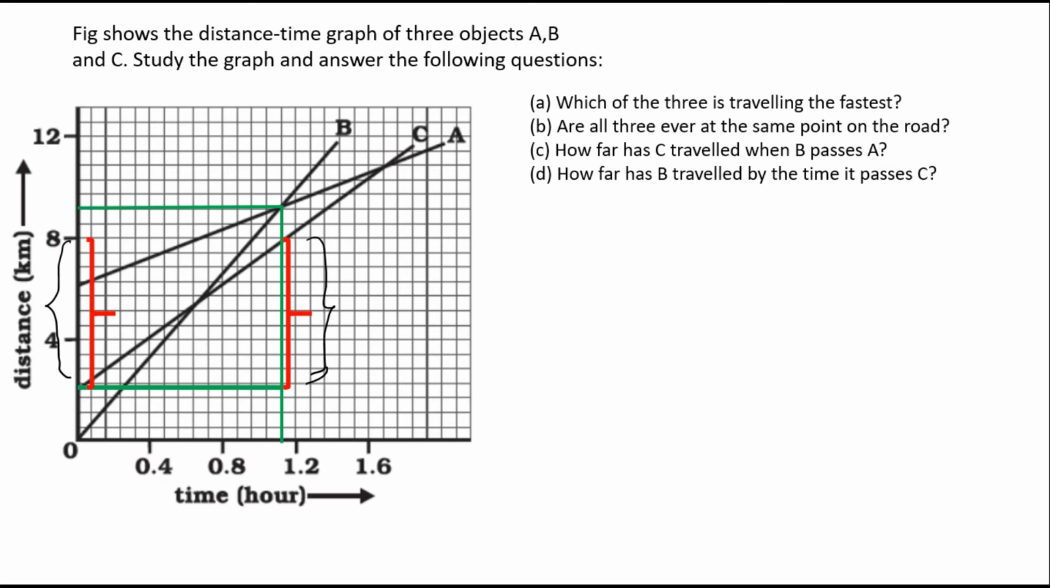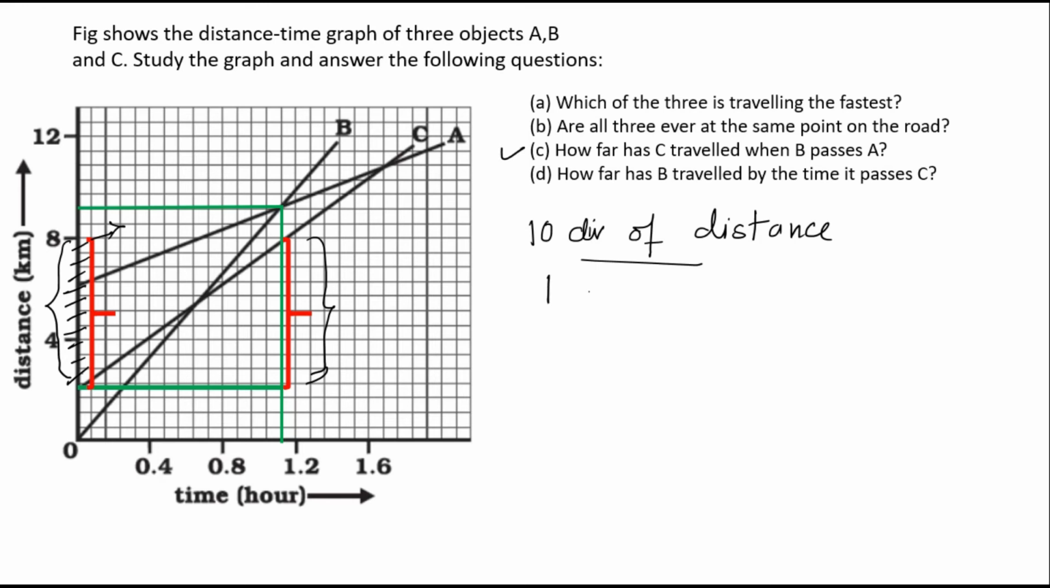This much is how much? All these graphs are divided into small boxes. Now, how many boxes are there between this distance? Let us count. 1, 2, 3, 4, 5, 6, 7, 8, 9, 10. So, 10 boxes, 10 divisions of distance that C has covered.